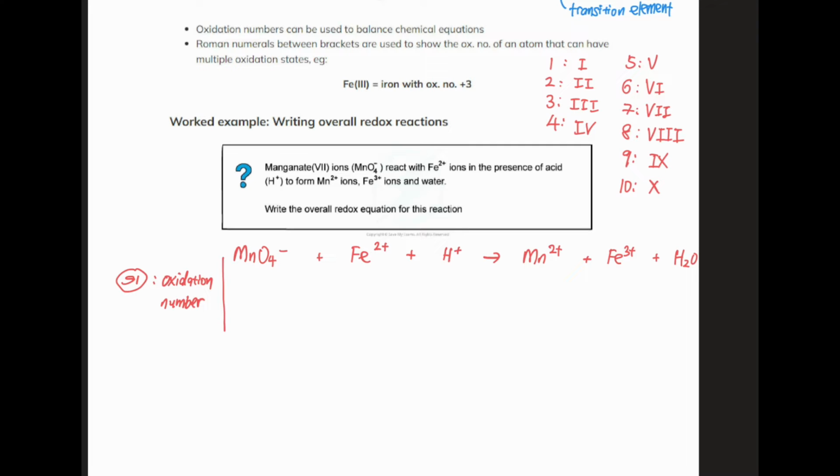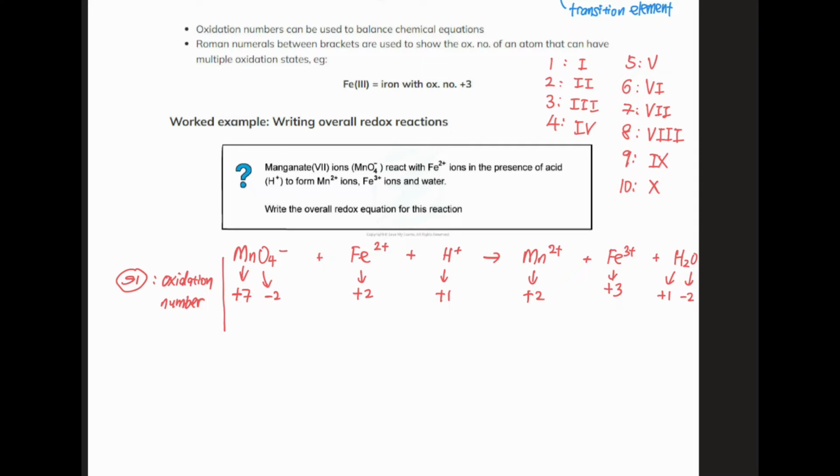Okay, so let's look at it. This one, manganate 7, so it's positive 7. Oxygen, negative 2. Oxide, so this is positive 2. This is positive 1. This is positive 2. This is positive 3. This is positive 1 hydrogen. Oxygen is negative 2. Okay, so we write down the oxidation number first.